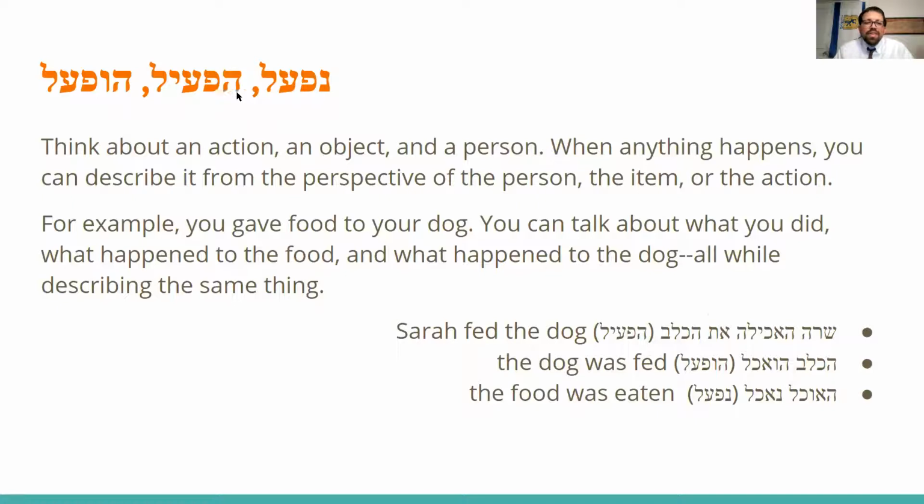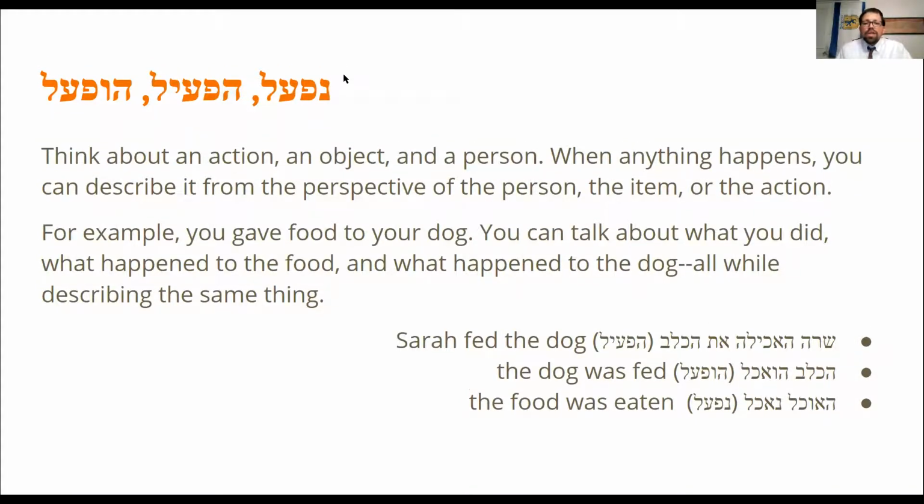Here you go, the next part, which is Nifal, Hifil, Hufal. So think about an action, an object, and a person. So when anything happens, you can describe it from the perspective of the person that's doing it, the item, or the action. For example, you gave food to your dog. You can talk about what you did, what happened to the food, and what happened to the dog. And this is all while describing the same event.